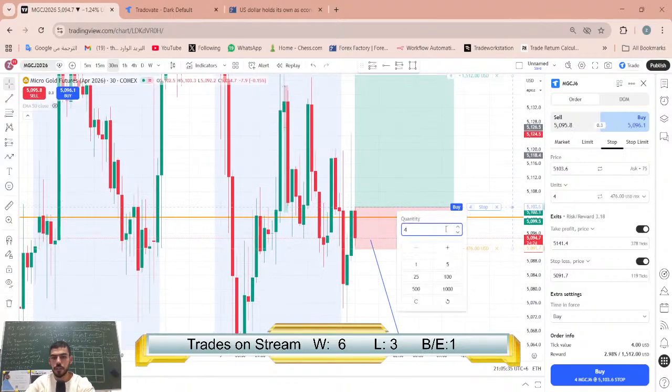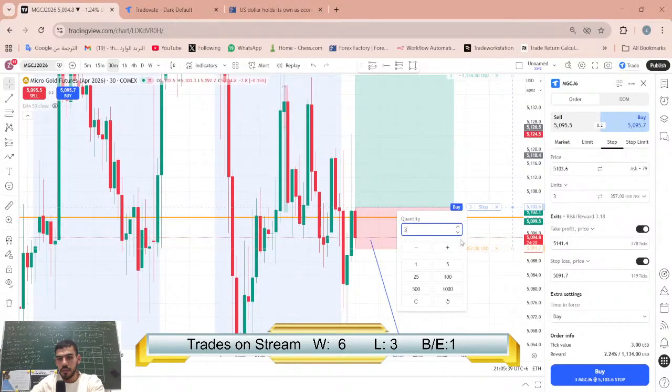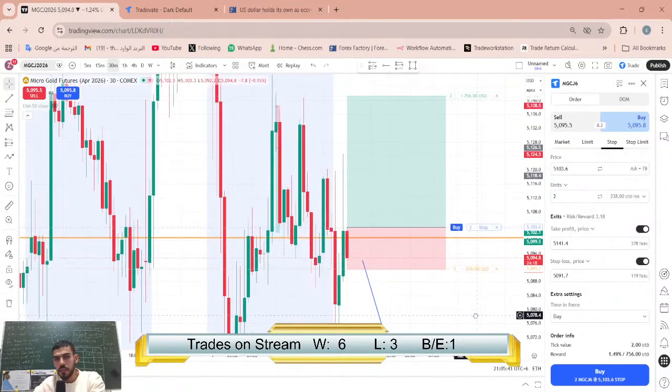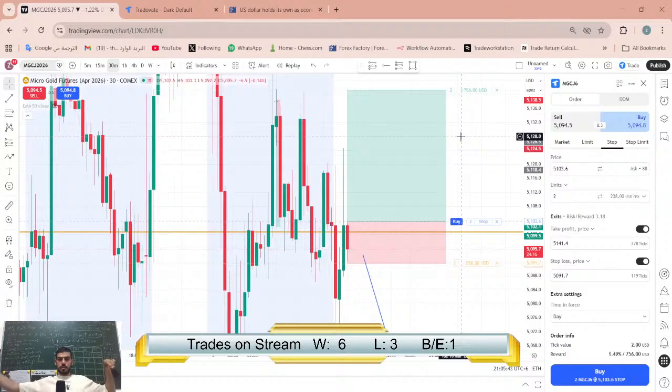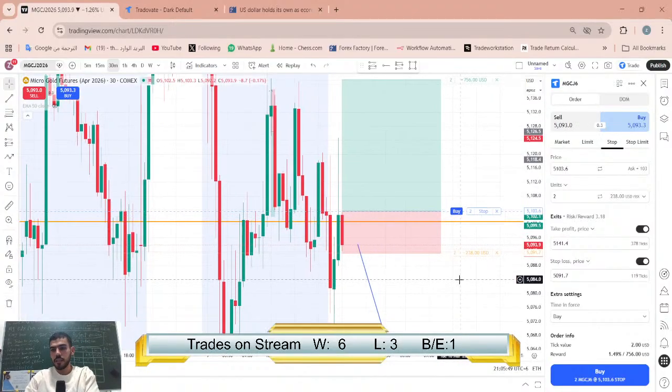I think I'm going to reduce my lot size because this is a little bit big. Also reduce again. Yep, now it sounds good. I think I'm comfortable with risking this amount of money. You always have to risk what you could afford to lose. Keep this in your mind always, all the time.